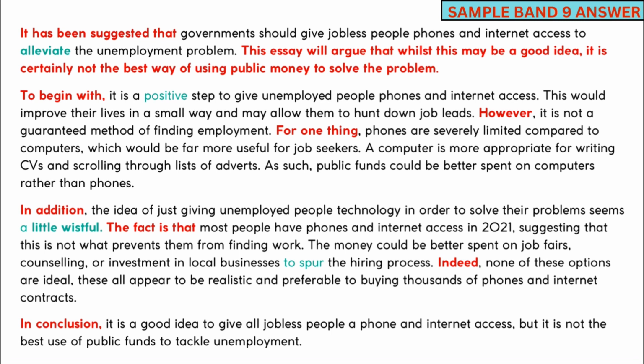So for such types of essays, you need to write the outline statement in the introduction. It is really important. Your first body paragraph will begin, and you will talk about the positive aspect, but you need to relate it properly with examples. So it is a positive step to give unemployed people phones and internet access. This is the topic sentence of your first body paragraph. So you are already saying that it is a positive to give, but after that, in the second sentence, you are saying that it will give only a small way to guarantee employment, because it is not an authentic way of hunting for a job.